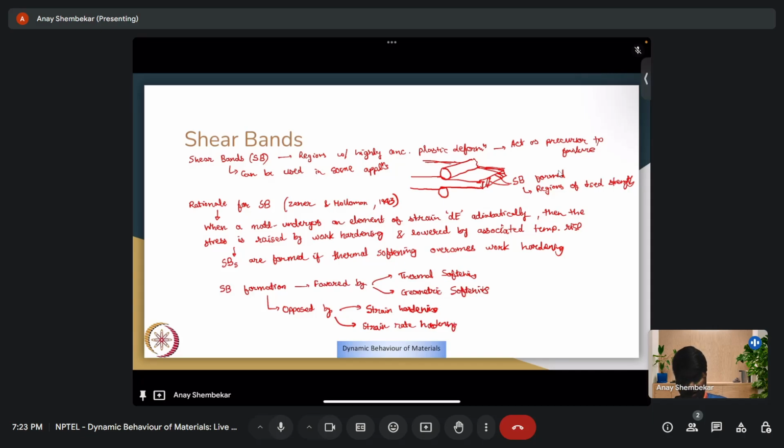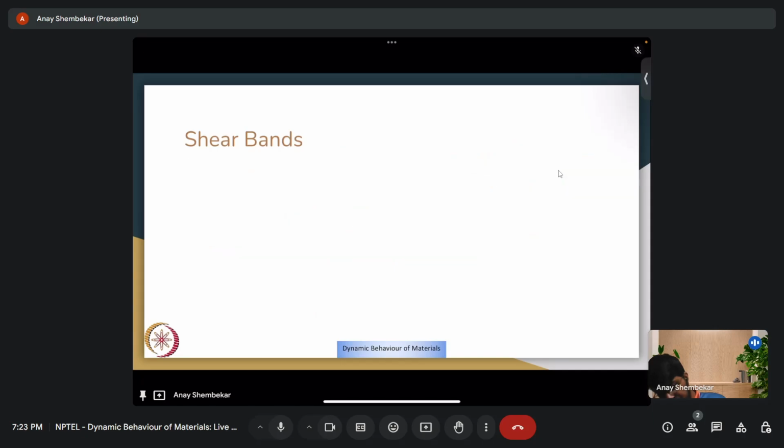If one were to understand this in a schematic manner, one could draw it as follows. Suppose you have a shear stress tau applied, and the shear rate gamma is less than some critical value. That would result in homogeneous shear throughout the body.